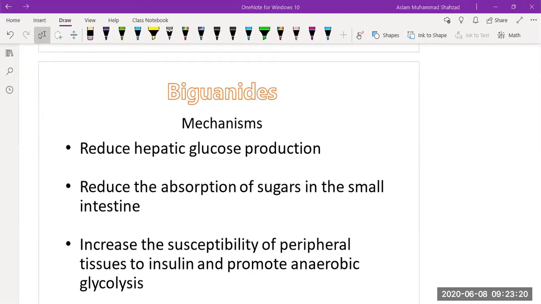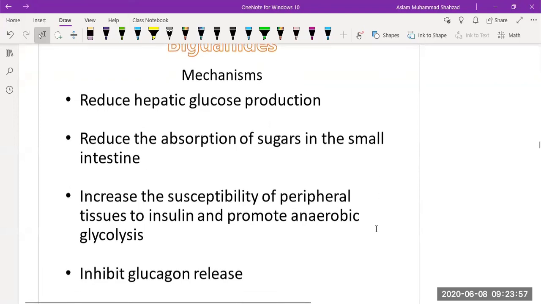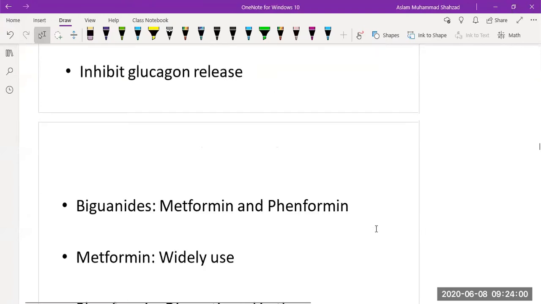We have two types of respiration: anaerobic respiration and aerobic respiration. In anaerobic respiration, glucose breaks down without oxygen, whereas in aerobic respiration glucose breaks down with oxygen. In this case, they mention an increase in the susceptibility of peripheral tissues to insulin and promotion of anaerobic breakdown, where oxygen is not required. So that's one of the key things that biguanides have. The second thing is that reduction of hepatic glucose production is the most important thing in biguanides, and they are also responsible for inhibiting glucagon release.